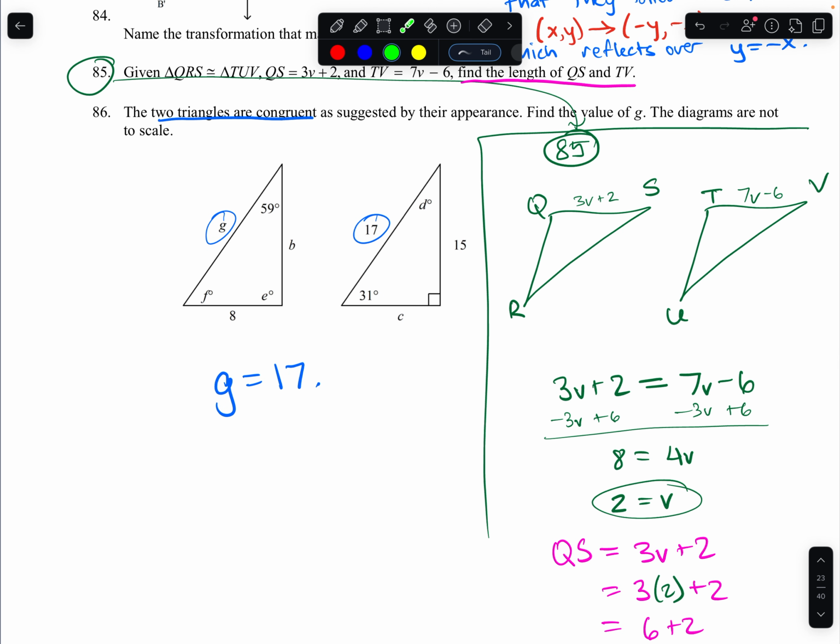86. The two triangles are congruent as suggested by their appearance. Find the value of G. Okay, so if these two triangles are congruent as they appear to be, then this longest side of the first triangle should be congruent to this longest side of the second triangle. And the second triangle, that side is 17 units long, so G is 17.